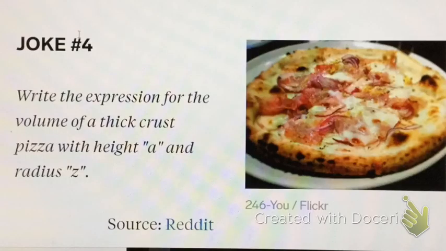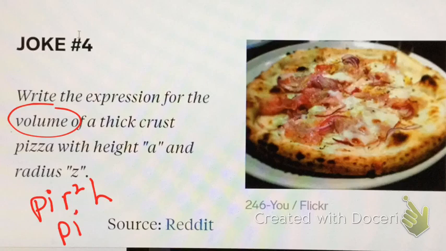All right, here it is. Joke for the day. Think about it. Look at it. Try not to get hungry. If it's lunchtime, you'd be really hungry about now. Okay, how many of you get it? We're talking volume here. Pi r squared h. So, pi, the radius is z, so z times z, and you got it. The height is a. Woohoo!